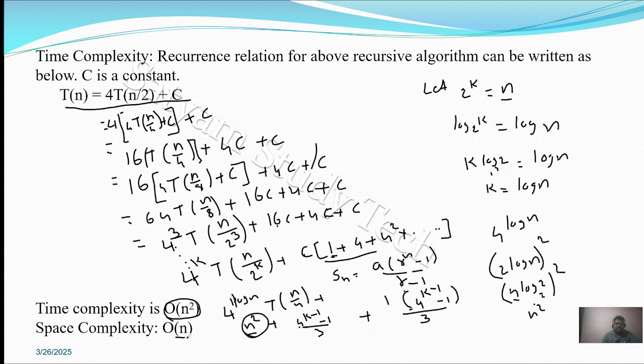The space complexity is big O of n. So this is how you can solve the recurrence relation. So the time complexity of the defective chessboard is big O of n square.